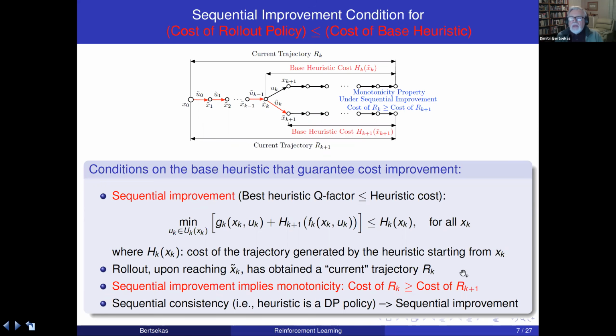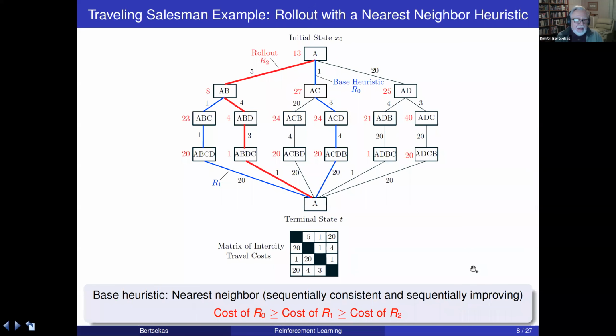So now let me demonstrate this property in terms of the traveling salesman example, which we saw last time. I've changed the travel costs a little bit, but it's the same problem. It involves 4 cities with a matrix of intercity travel costs given here. We're going to do rollout with our nearest neighbor heuristic. Okay, we move from the partial tour where we are to the city we haven't visited that has a minimum travel time from the end of the partial tour.